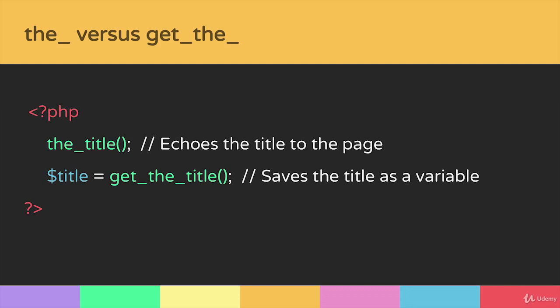Then on the next line, we see we're using get the title and saving it as title. So this will just save it as a variable. We could also use this in concatenating things together, like we looked at with get the permalink and some other ones. And this is the main difference.